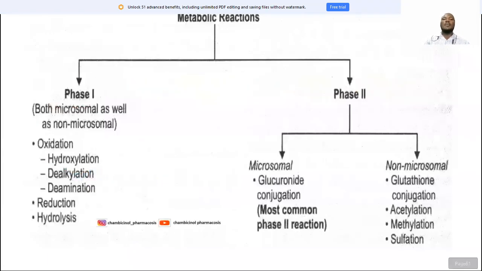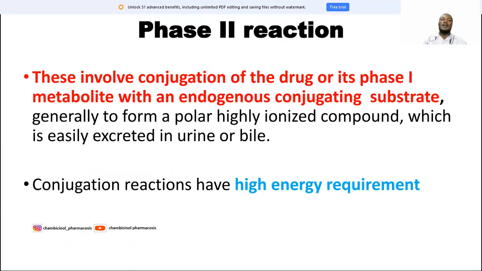So that is all about those metabolic reactions, phase 1 and phase 2, that we have already covered. Now let's see detailed information about phase 1 and this phase 2. As we said, this involves conjugation of the parent drug with an endogenous polar compound to form a drug which is highly polar, which can be excreted through the urine or bile.